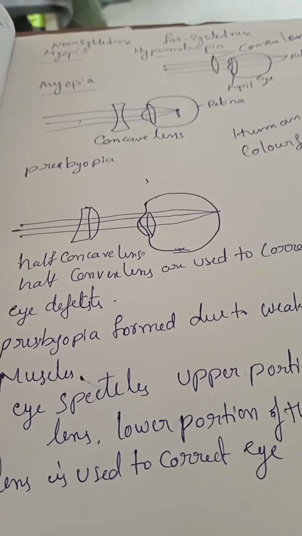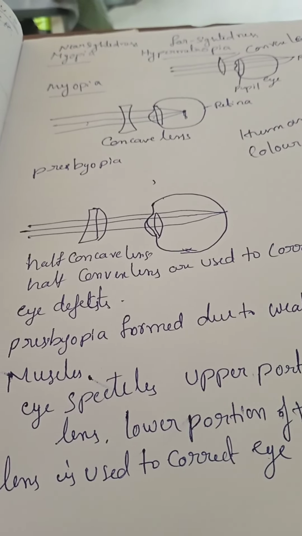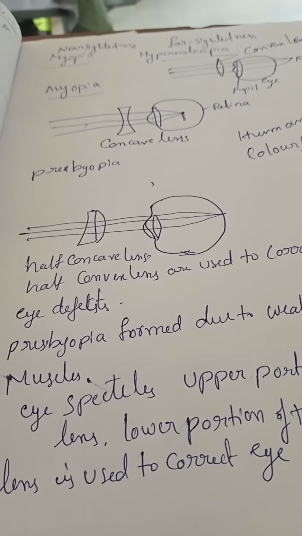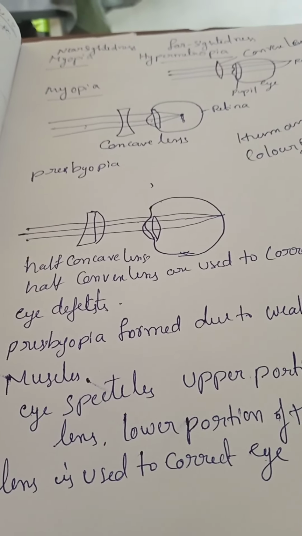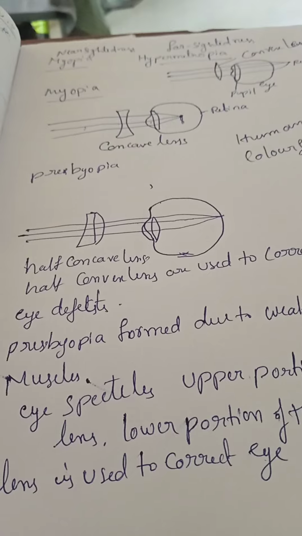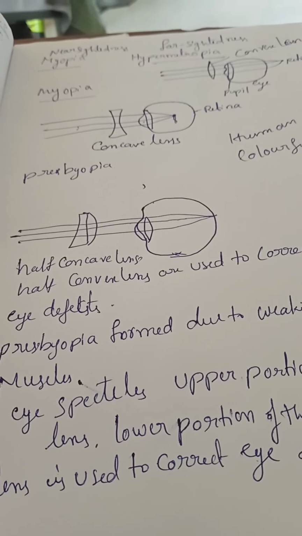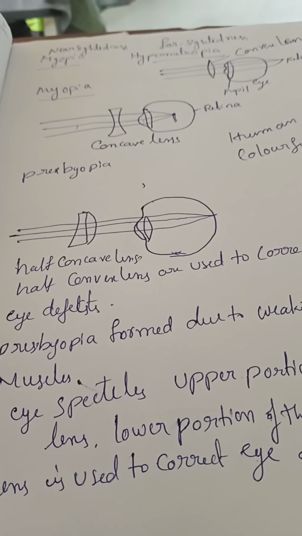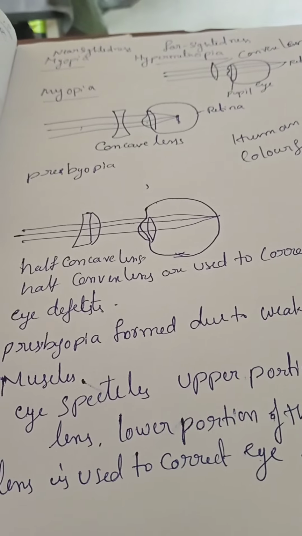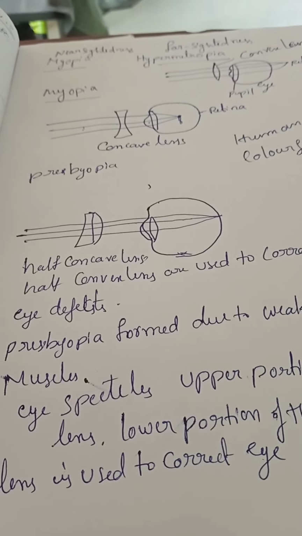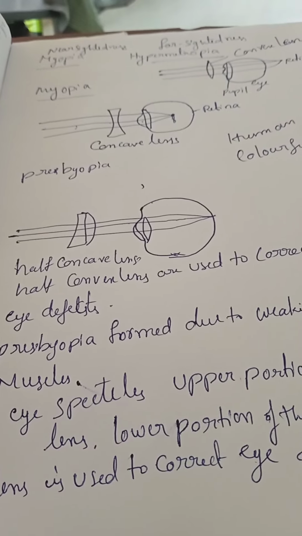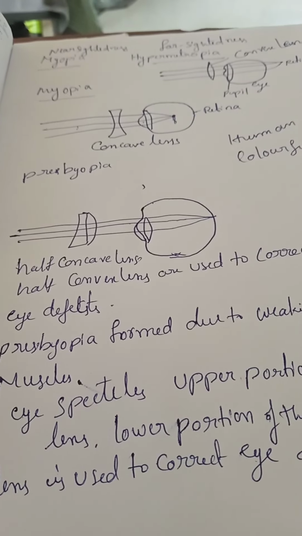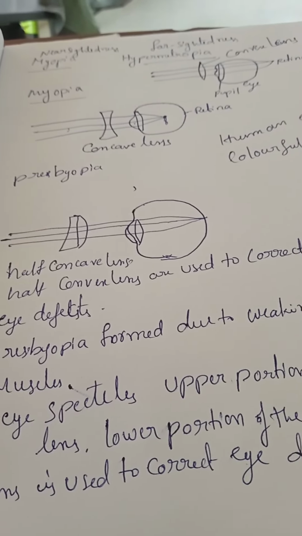All the light rays coming into the eyeball, in front of the eyes, fall at a point in front of the retina. So this is the vision defect. This vision defect can be corrected by the concave lens. We can adjust the concave lens, and we can see the objects clearly.